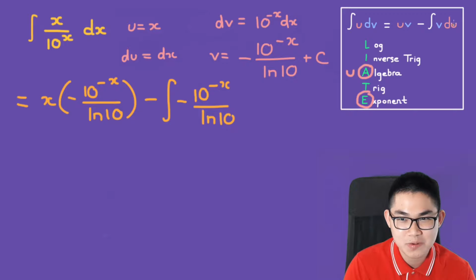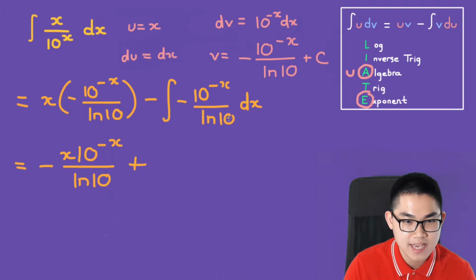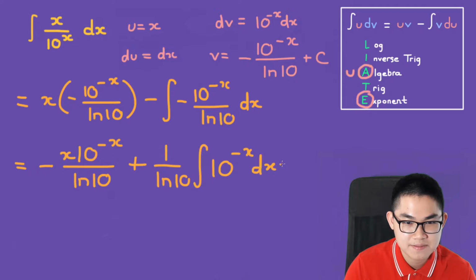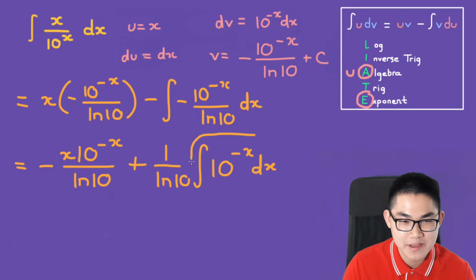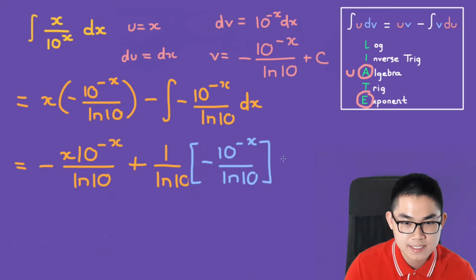So we have the du, and du is simply dx. So this is the same as negative x times 10 to the power of negative x over ln of 10. And if we bring this negative sign out, we have a plus. And we also bring the ln of 10 outside. We have 1 over ln of 10 times the integral of 10 to the power of negative x dx. And we already solved this. Remember, we already found what this is. So that integral is negative 10 to the power of negative x over ln of 10 plus c.